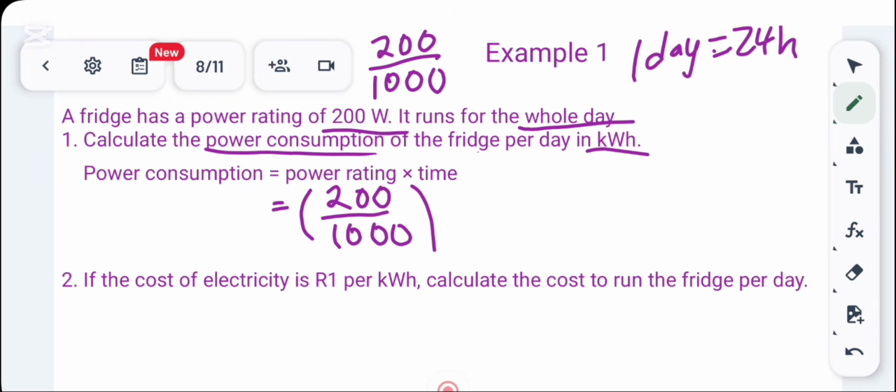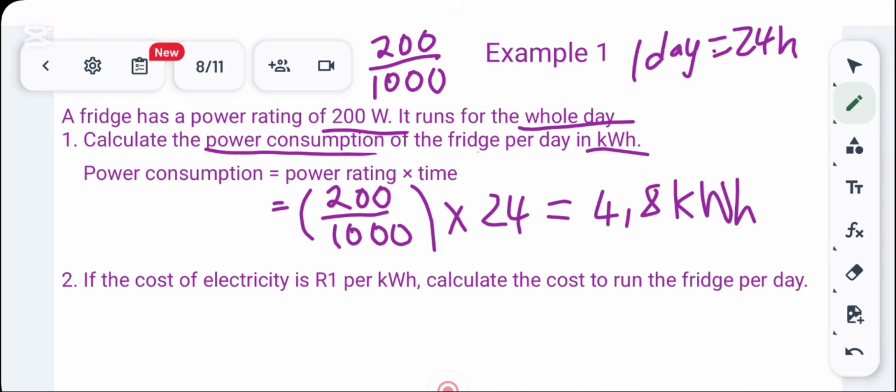So I'm substituting it this way in order to show you that I'm actually converting from a watt to a kilowatt. So in exams, you must show the conversion. In exam, you must also show how you converted from watts to kilowatts. Then we're going to multiply by 24. And our final answer is going to be 4,8 kilowatt hour. So it means this is the amount of energy that the fridge is going to consume throughout the day for 24 hours.